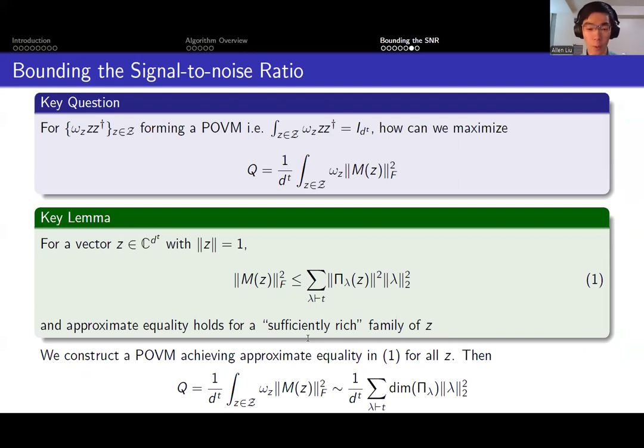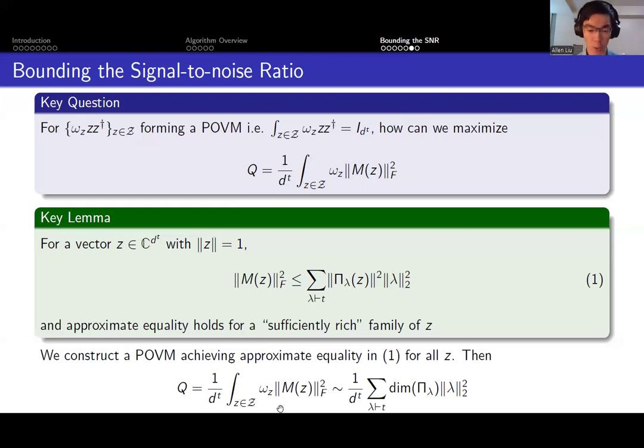And so if we were able to construct such a POVM, achieving approximate equality in this key lemma, then the signal to noise ratio quantity Q is approximately just 1 over D to the T. If we plug the key lemma into the expression of the signal to noise ratio and integrate over all Z, using the fact that the Z's are isotropic, we know that the total weight on any subspace pi sub lambda must be equal to its dimension, again, because the Z's are isotropic.